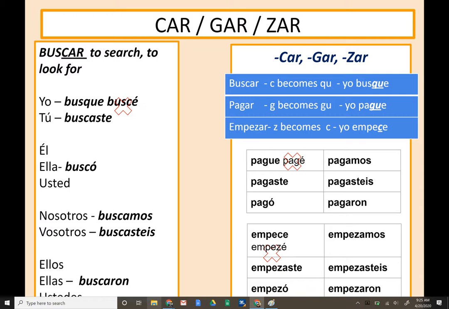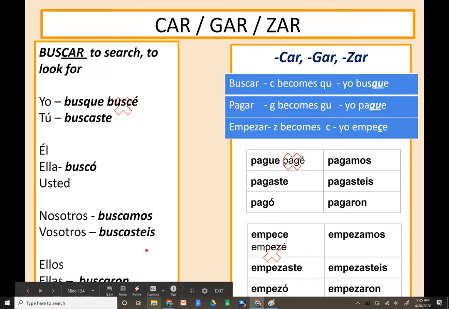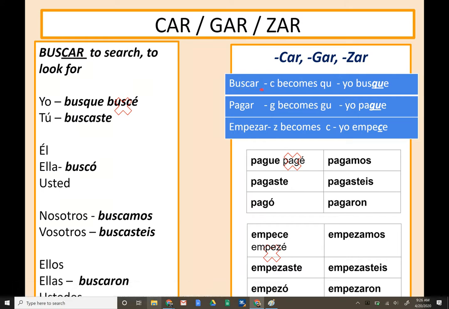And the reason why it doesn't go is because we need to preserve the pronunciation of the consonant. We need a hard C. Well, the only way to make a hard C here is to swap it out for a QU. Busqué, buscaste, buscó, buscamos, buscasteis, and buscaron. Hopefully you recognize that this flows a little bit better. So again, as you can see with the deduction of this rule, the C becomes a QU, busqué, in any car verb in the preterite tense.